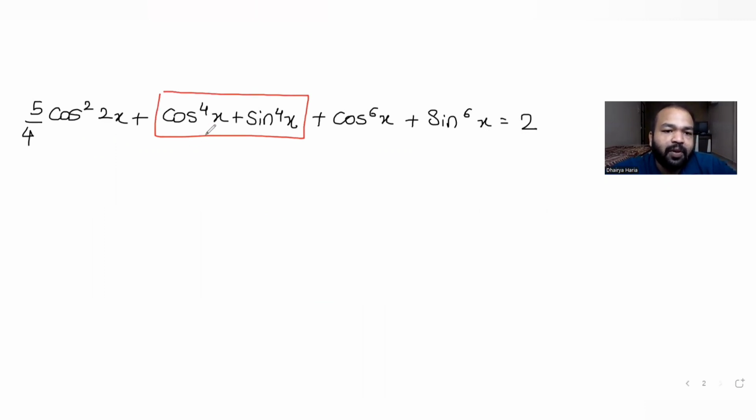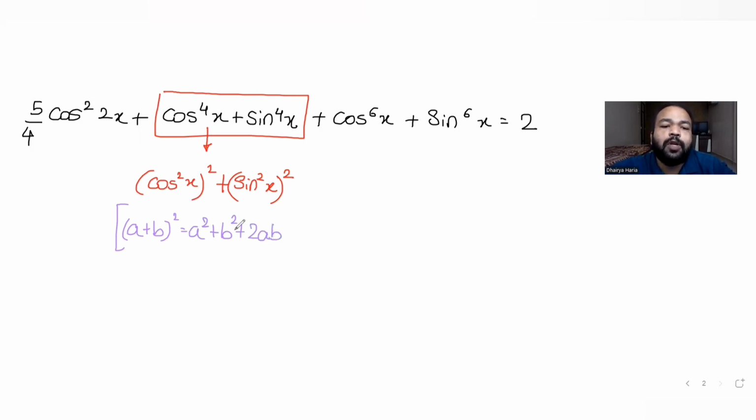First, let me simplify cos raised to 4x plus sin raised to 4x. I can write that as cos square x the whole square, and sin raised to 4x as sin square x the whole square. So you get it in terms of a square plus b square. I know a plus b the whole square is a square plus b square plus 2ab, so a square plus b square is a plus b the whole square minus 2ab. That is the expansion of a square plus b square.